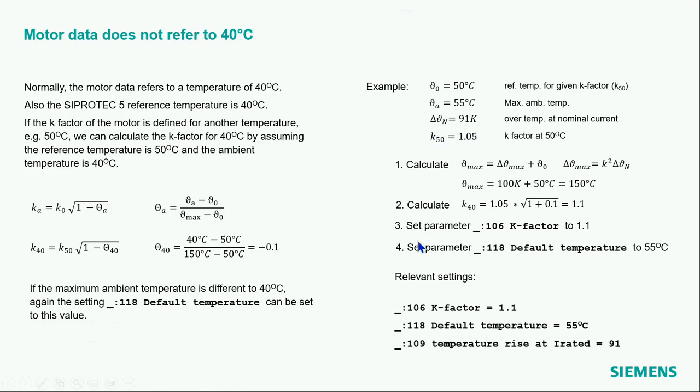So I calculate the K factor for 40 degrees. Then I set this parameter to 55 degrees, the default ambient temperature, and the relay does the rest. So basically, this is what we need to adapt to all these situations here.